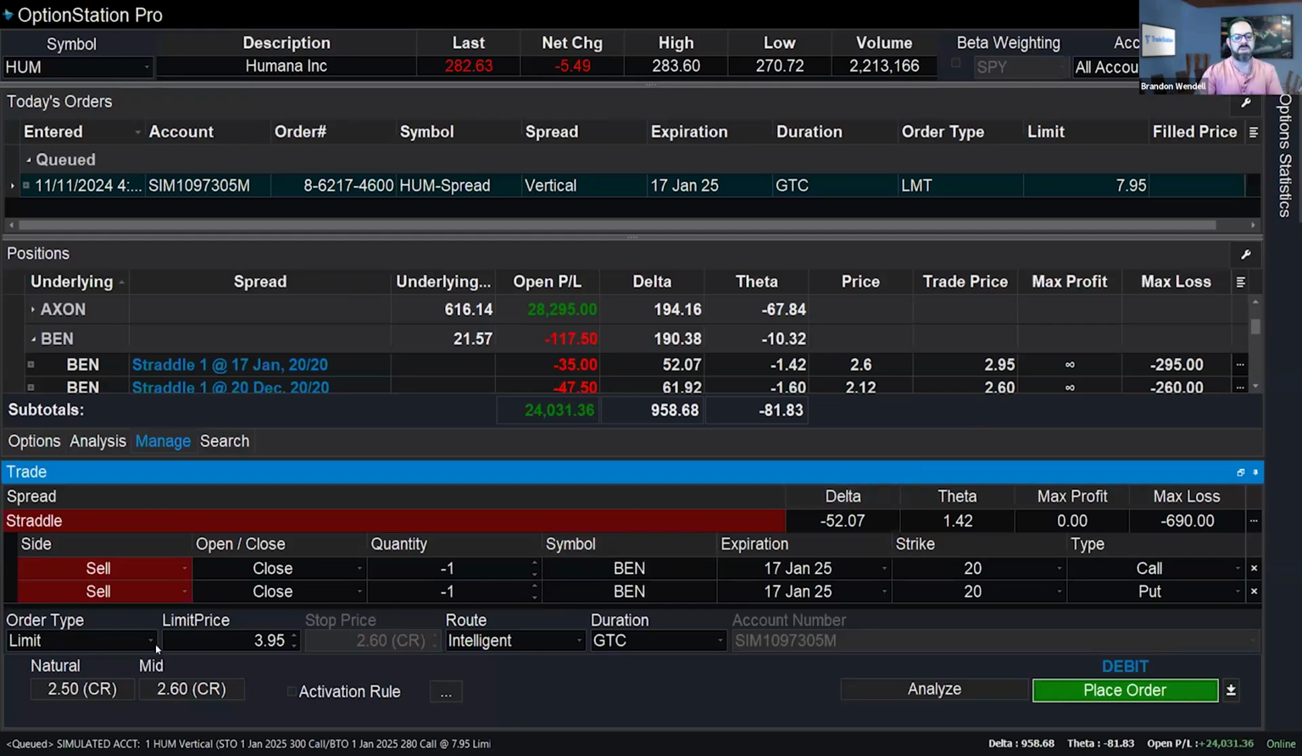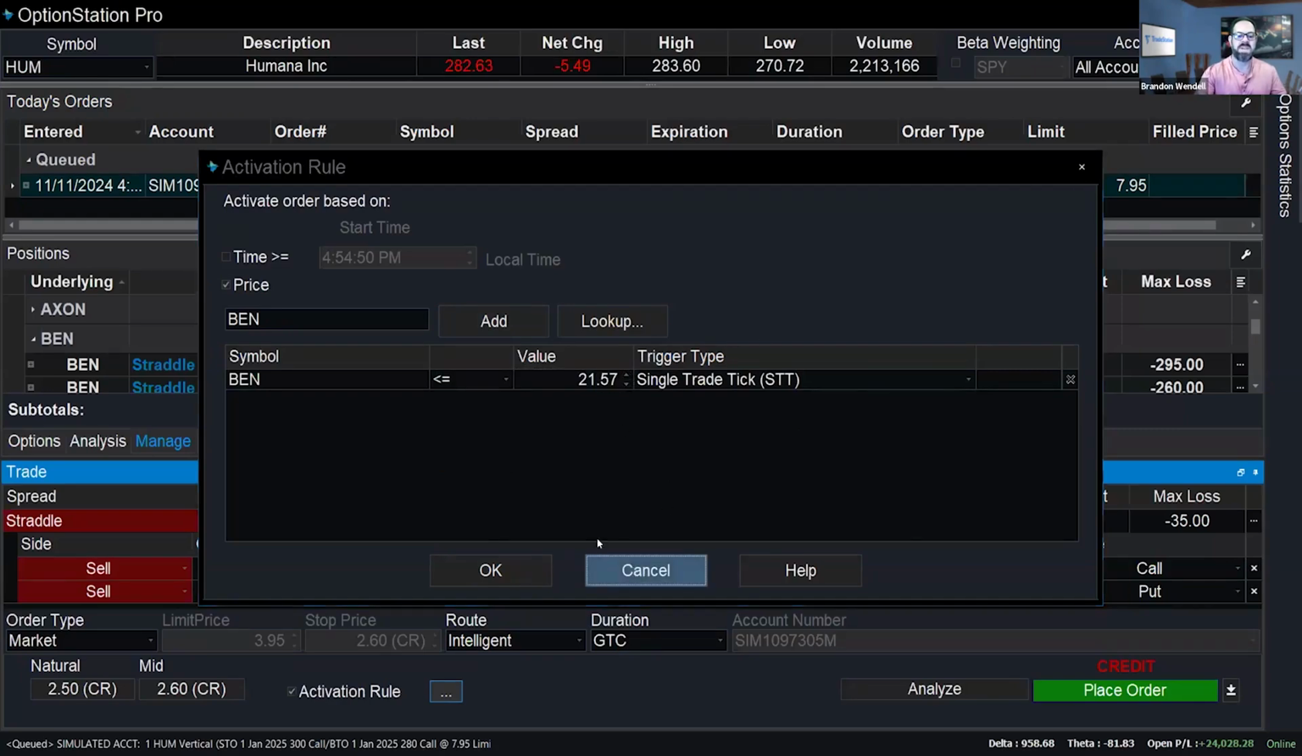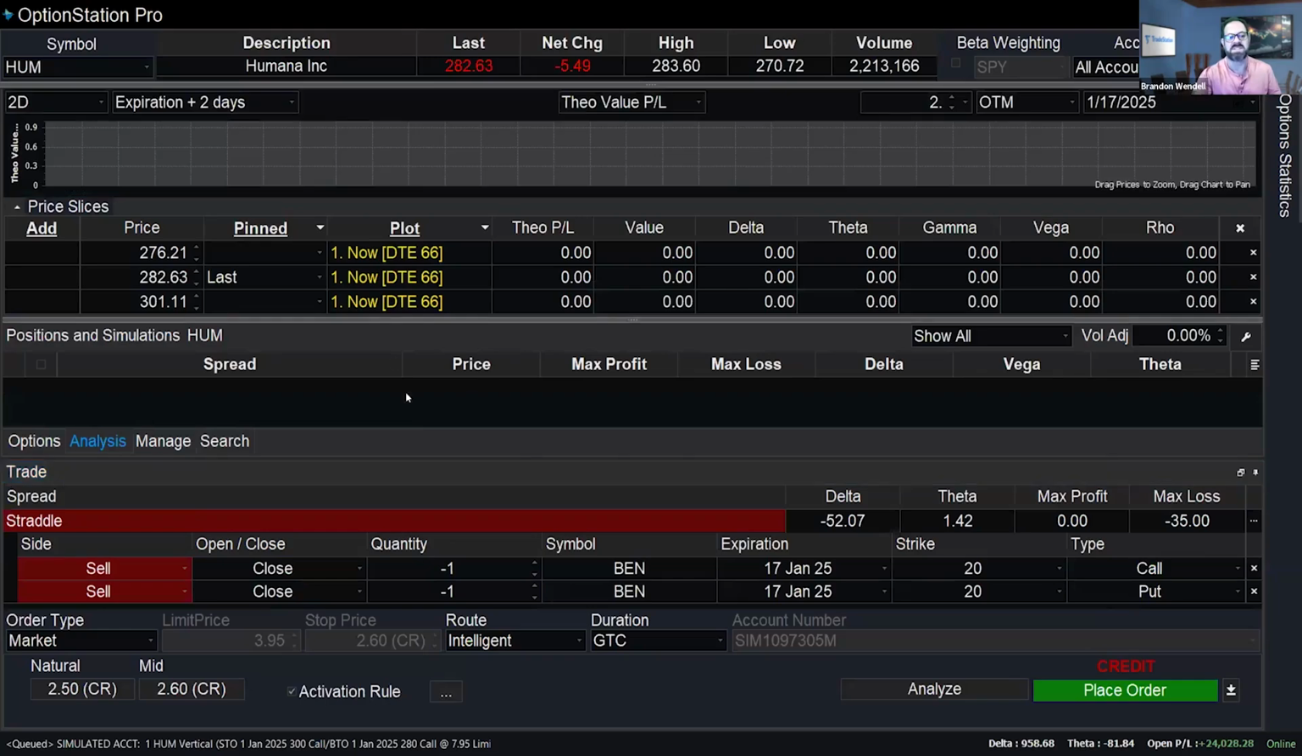And then I can also put in the market order with the activation rule. And if prices get to a certain level, it really doesn't work too well on the straddle. It's more on the vertical spreads I should be focusing on here. And if we want to get out when we reach a certain level, that's all I have to do, put in the price. And this is BEN. Okay. And if prices go down to a certain level, I want to exit. And I can guesstimate how much I'm going to lose and set that price based on the chart that I was using under my analysis.